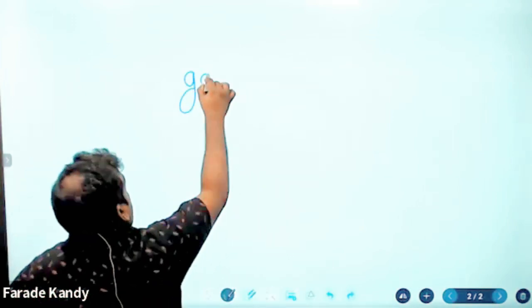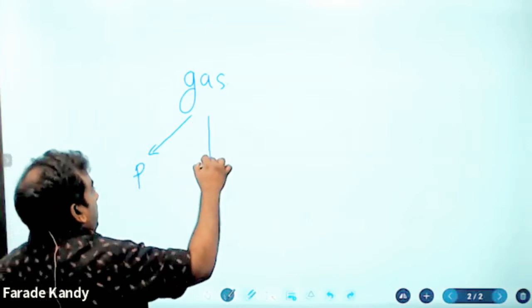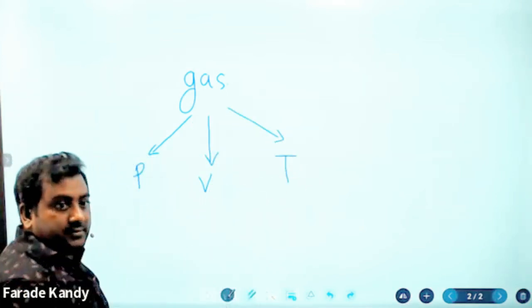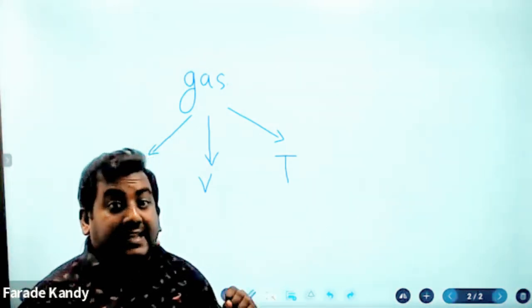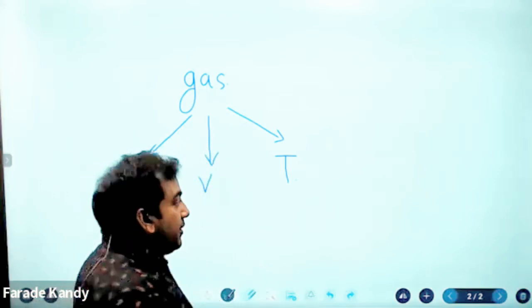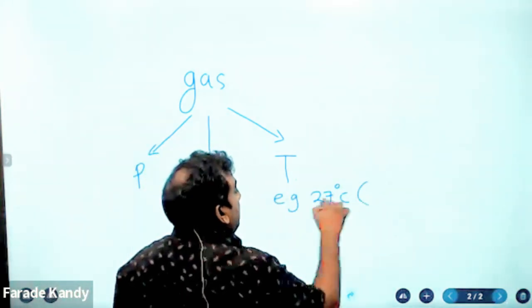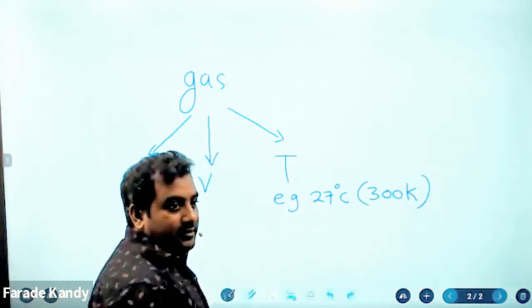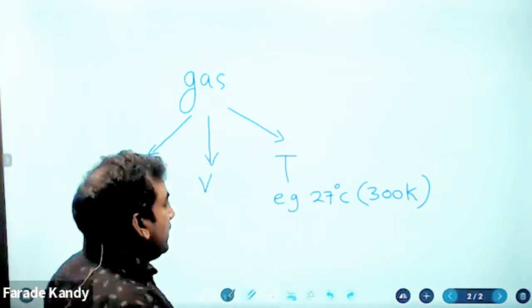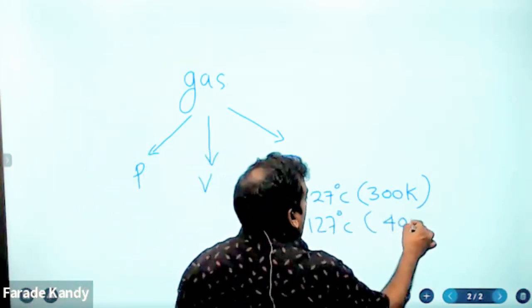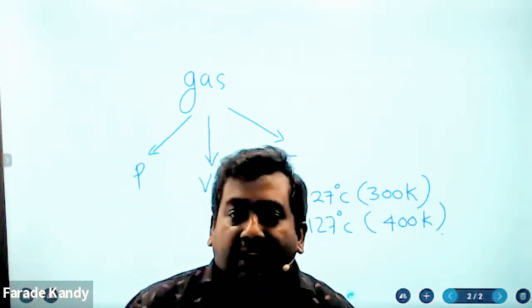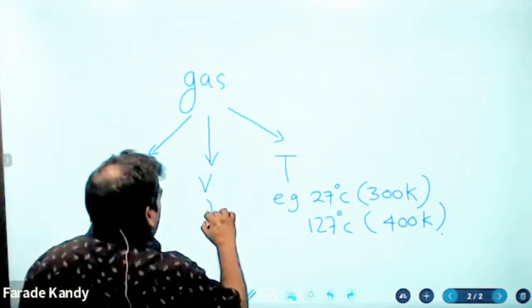Now we'll move forward. When it comes to gases, we always consider three quantities: pressure, volume, and temperature. Every variation will take place between these three quantities. Temperature we measure not in Celsius but in Kelvin. For example, 27 Celsius should be substituted as 300 Kelvin. Always we substitute in Kelvin. 127 Celsius means 400 Kelvin. All measurements are going to be in Kelvin. Volume, generally we consider in meter cube.